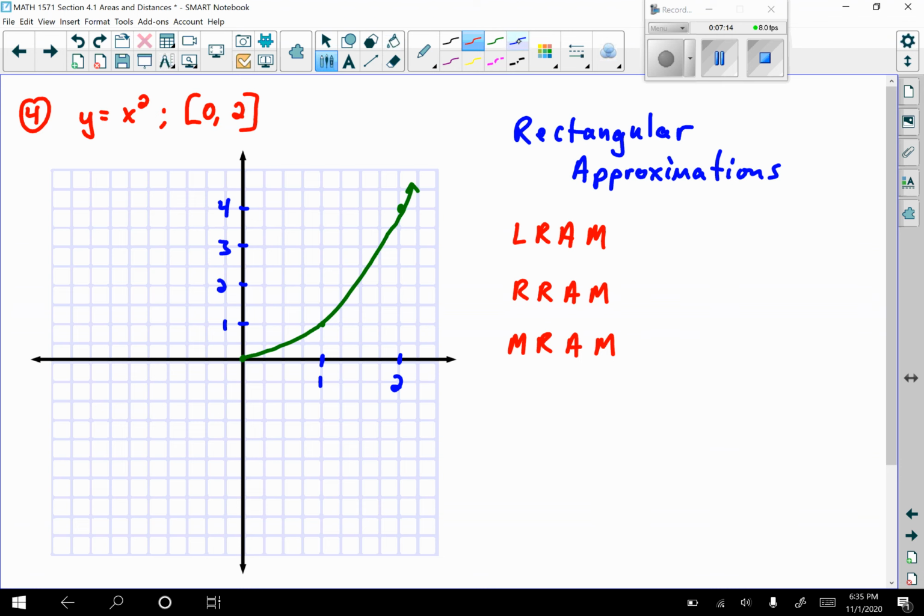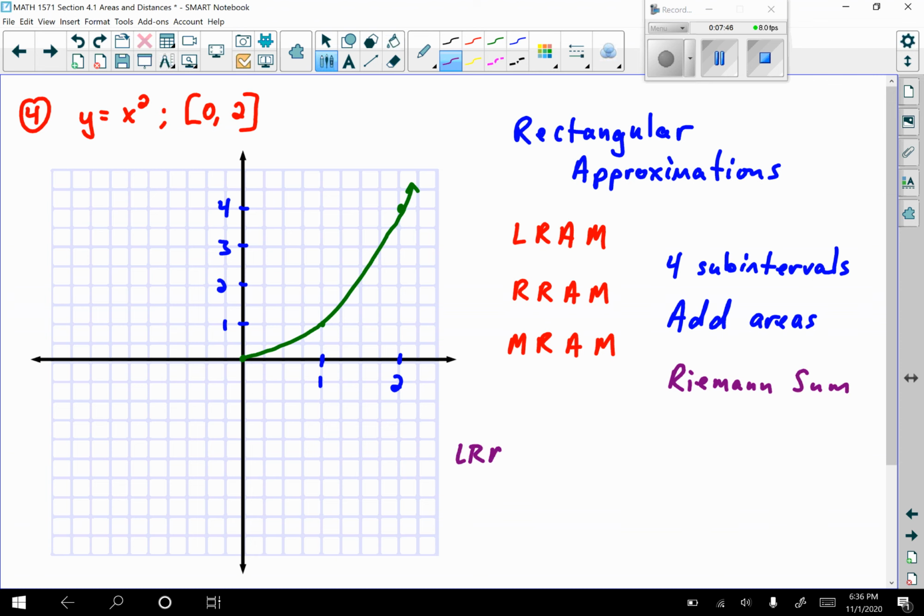Now, a lot of times we have to be given how many intervals we want to make, or subintervals. So we're going to use 4 subintervals here. That tells us how many rectangles we're going to make. And then what we end up doing is adding the areas of the rectangles, and that's why it's an approximation. We know how to work with areas of rectangles, so we're going to try to do that to approximate this. And this is known as the Riemann sum, named after a mathematician.